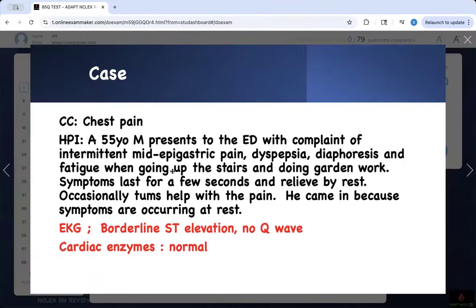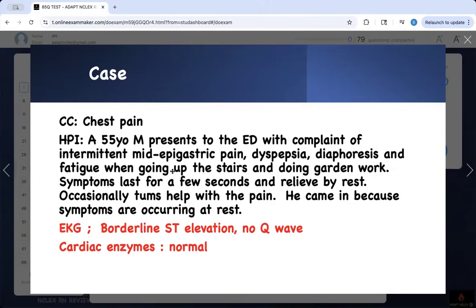First question: a 55-year-old male presents to the emergency room with a complaint of intermittent mid-epigastric pain, dyspepsia, diaphoresis, and fatigue when going up the stairs and doing garden work. Symptoms last for a few seconds and are relieved by rest. Occasionally, antacids help with the pain. He came in because symptoms are occurring at rest. EKG shows borderline ST elevation, no Q wave, and cardiac enzymes are normal.